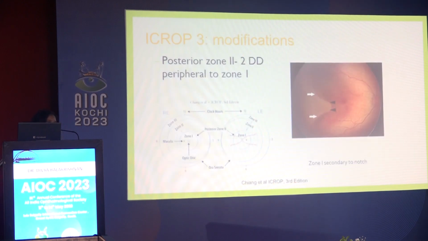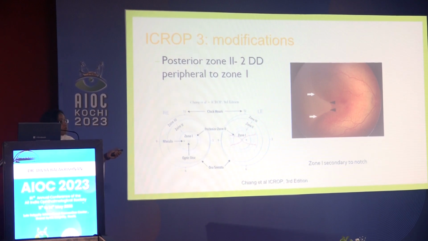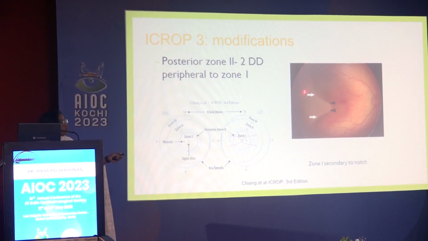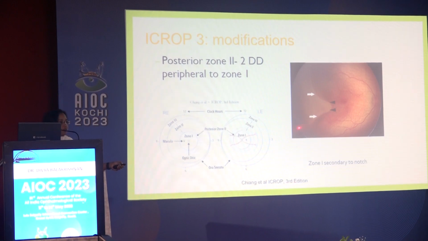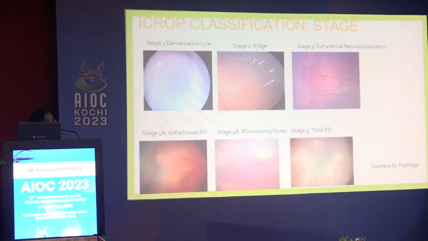And in the recent modification, you can see that the zone 2, the 2 disc diameter away from zone 1, is called zone 2 posterior. This is to document for that. And sometimes you will see that the vessels might have grown till zone 2, but you see a small notch of extension to zone 1 which is avascular. Then you should document it as zone 1. Even though the rest of the vasculature is in zone 2, it is zone 1 secondary to the notch. So this is a modification which has come in ICROP 3.